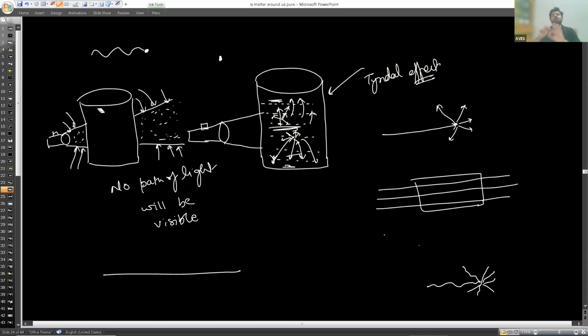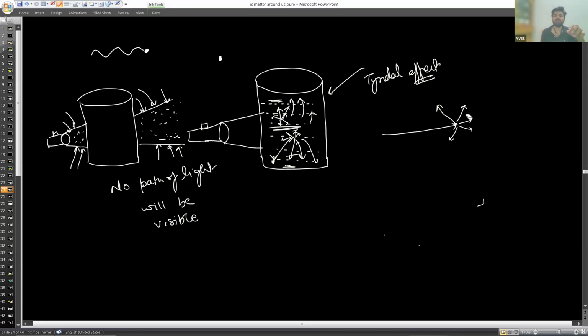Otherwise, true solutions and colloids have almost the same characteristics. The particles do not settle down when you keep it for long, and they have uniform composition. But the main difference between the colloidal solution and the true solution is that a true solution does not scatter the beam of light. When there is no scattering of the beam, the path will not be visible. Got it?